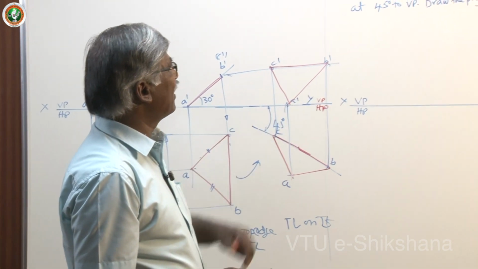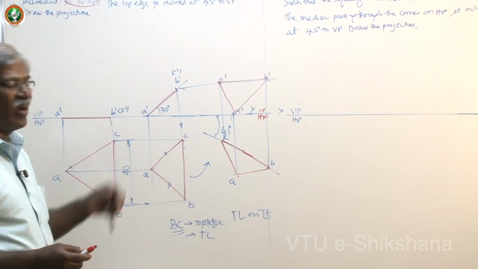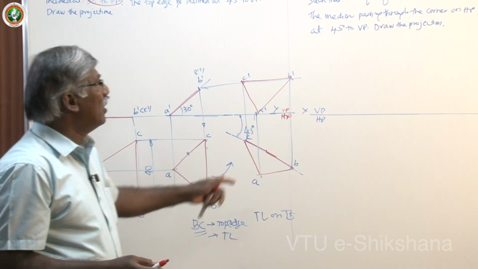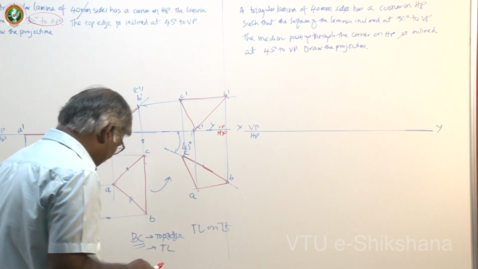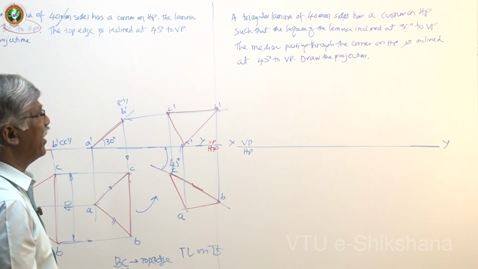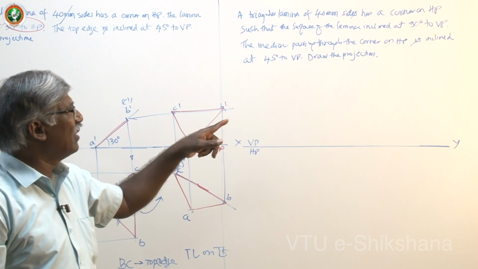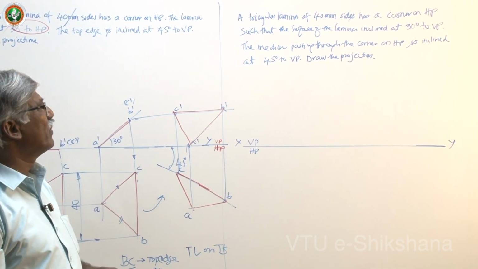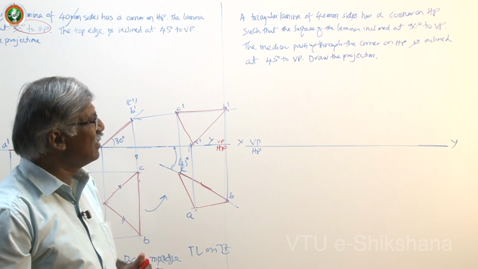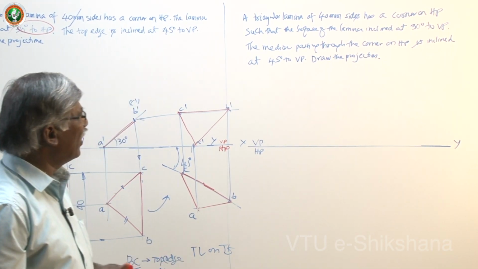Now, I will take the second problem. It is very important. It is also important. Based on this, we will work this. Now, a triangular lamina of 40 mm sides has a corner on HP such that the surface of the lamina is inclined at 30 degree to VP. The median passing through the corner on HP is inclined at 45 degree to VP.